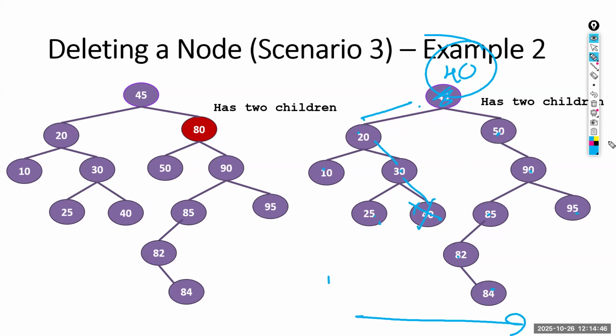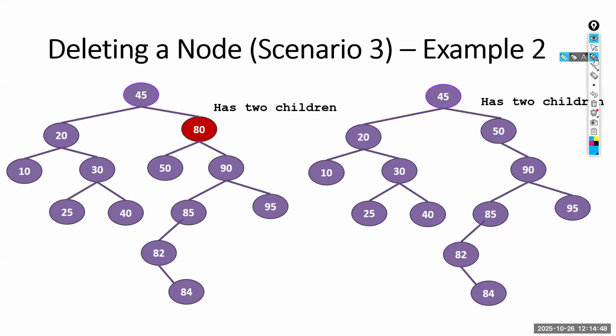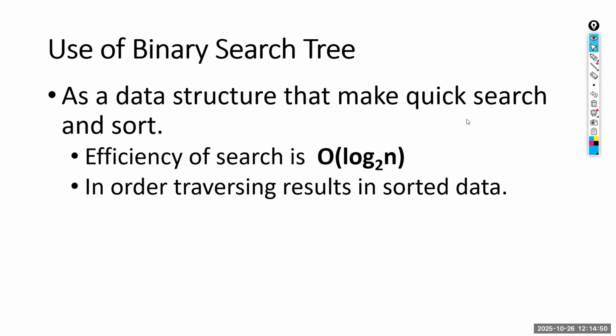Right. So that is how you delete. Okay, the three scenarios. So where do we use binary search trees? As the name says, if you want to search something fast, you can put it into a binary search tree, and then search it.